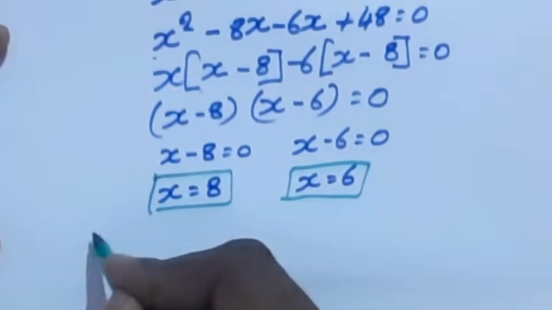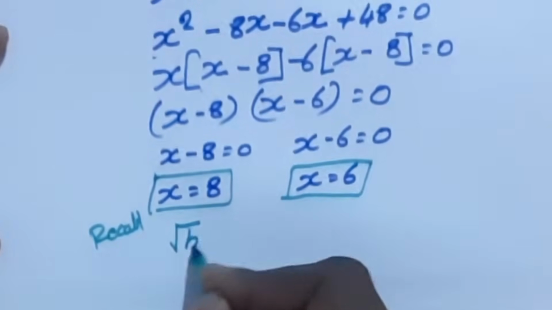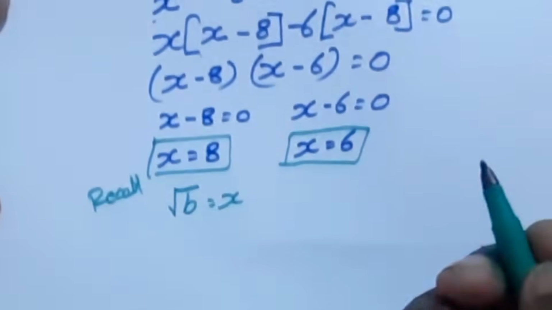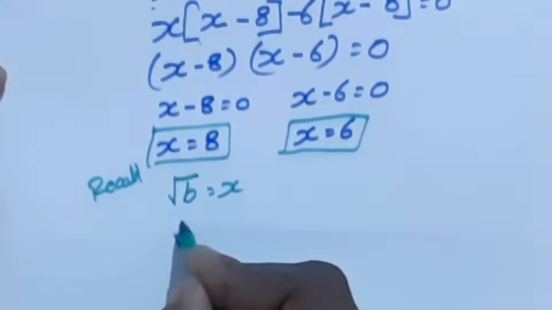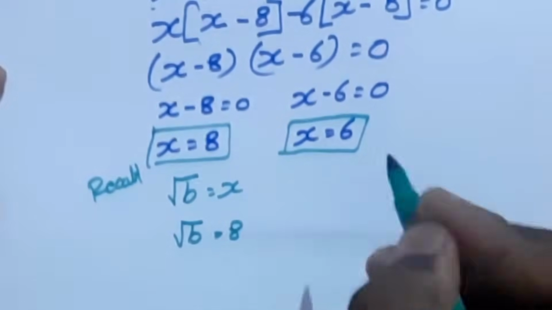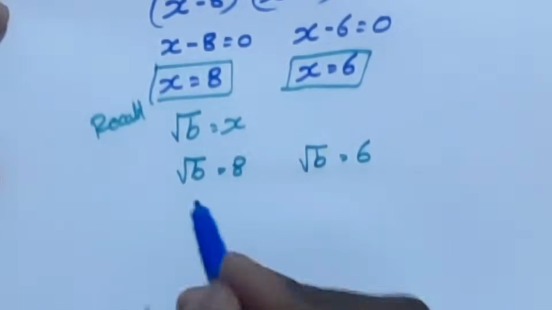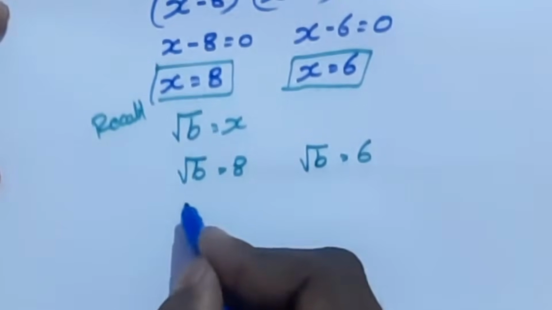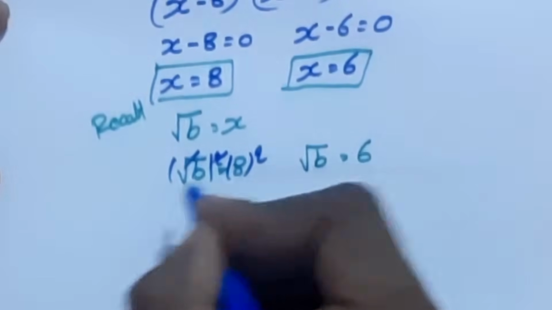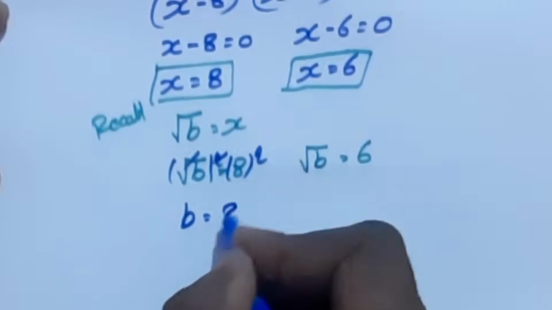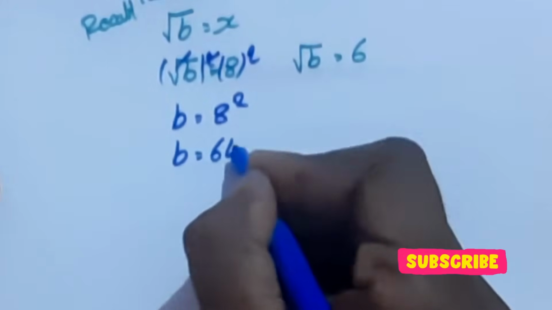Now recall this, square root of b equal to x. This we are going to substitute here. So square root of b equal to 8. Here square root of b equal to 6. Now we are going to take square on both sides. So square here, square here. The square and square root will cancel each other. So b equal to 8 square. So b equal to 64.